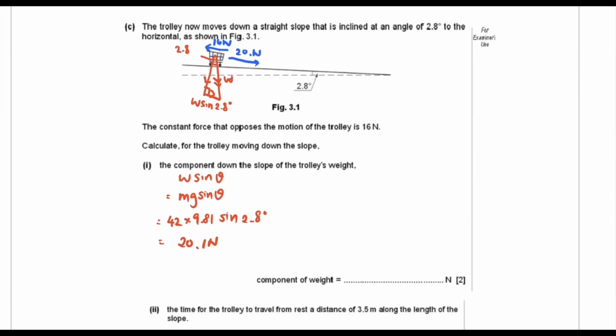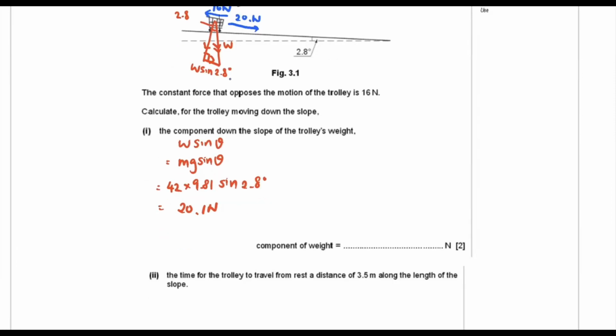Okay, now let's move on. So we put the answer here. Component of weight 20.1. Okay, now part 2. The time for the trolley to travel from rest a distance of 3.5 meter along the length of the slope. So we have this displacement 3.5, from rest, u equal to 0. Calculate the time t.